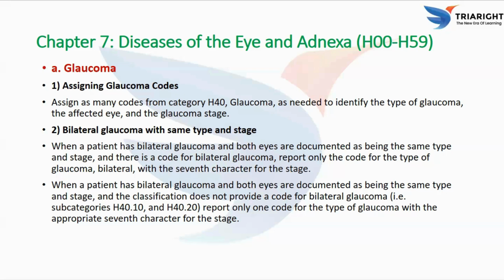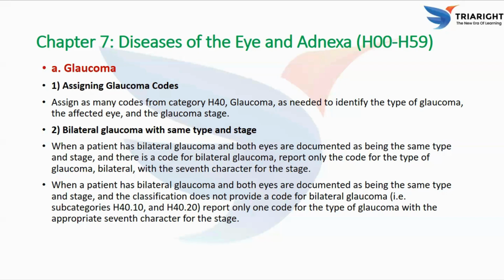In case B, there is no specific bilateral code available. So the guideline says whenever there is no specific code for bilateral glaucoma such as H40.10 or H40.20, report only one code using the 7th character for the stage. Example, some subcategories in H40 do not provide bilateral options in their structure, whereas H40.10, which is an unspecified open angle glaucoma. These have only right and left, right? Unspecified means it's not bilateral. So what is the coding rule over here? You have to still report one code only.